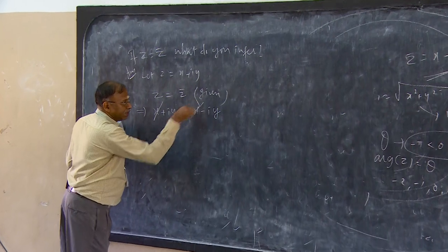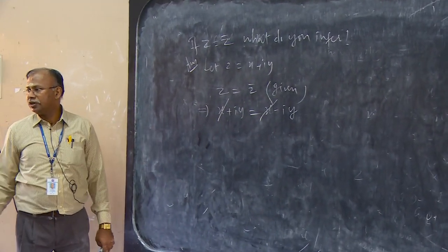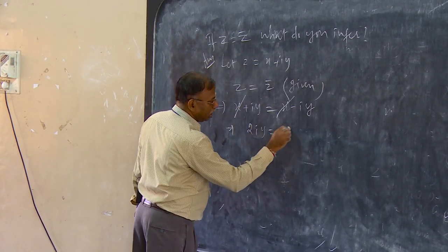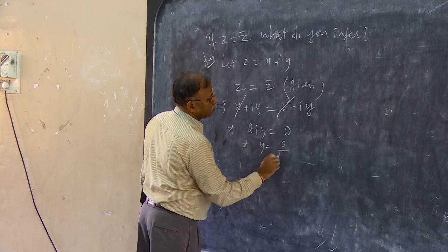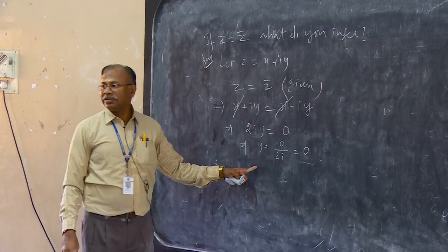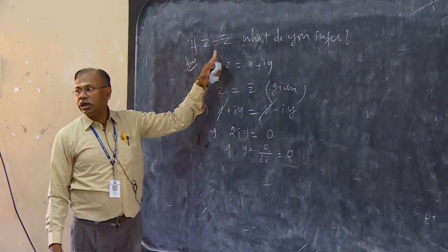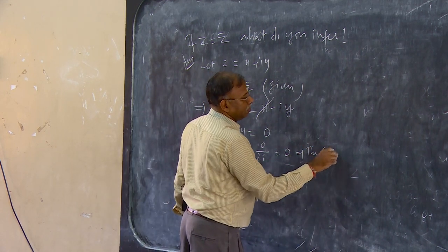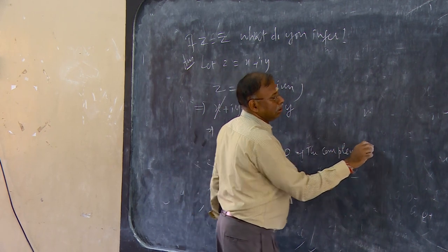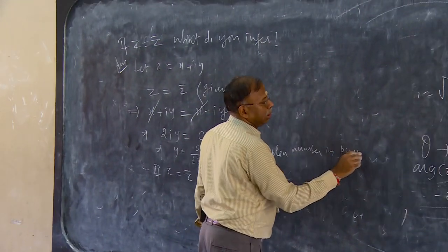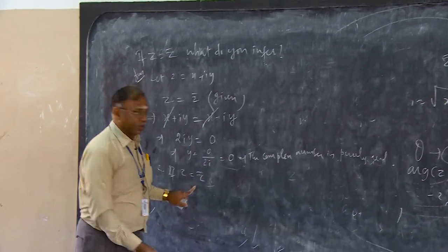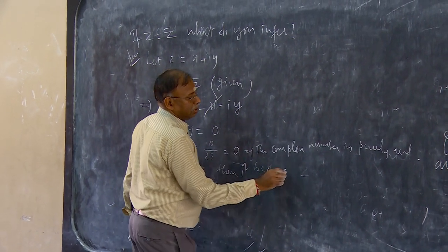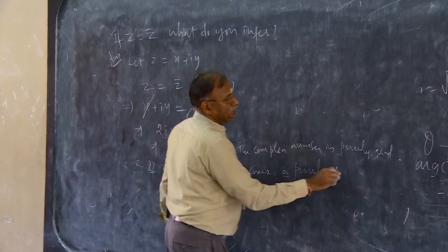Here obviously x gets cancelled, or I can bring it to LHS, x minus x becomes 0. So 2iy is equal to 0, which implies y is equal to 0 by 2i, which is 0. If y is equal to 0, what is the implication? The complex number is purely real. Therefore, if z equal to z bar, the complex number is purely real.